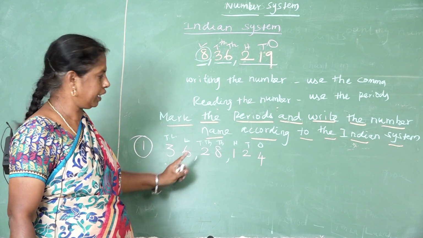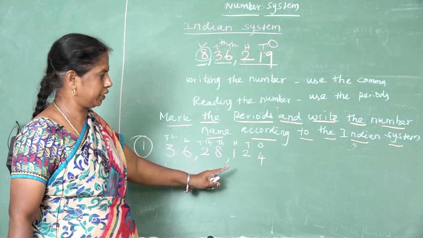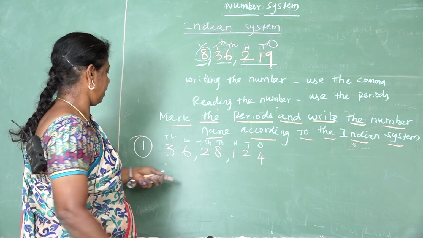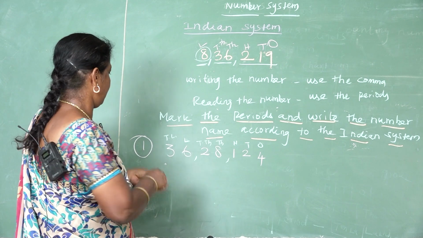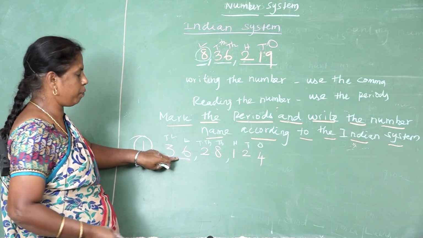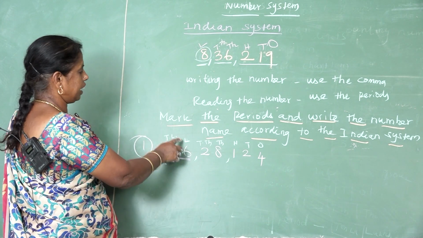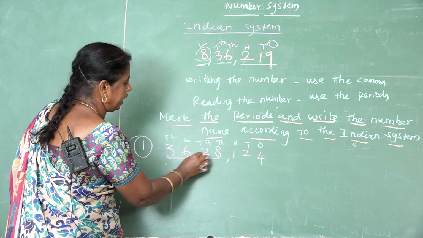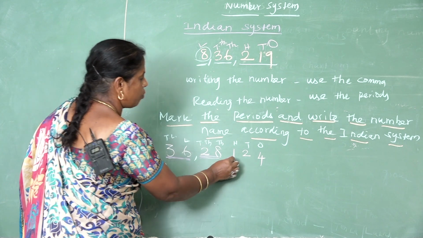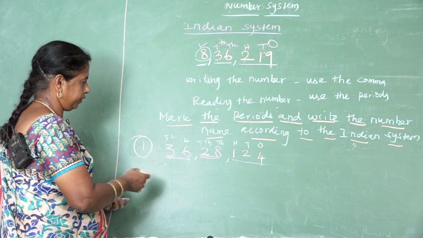Now, the digits are separated into groups. That is called periods. So the numbers are marked with the periods. Now listen. Now you read it as: how much are these in the lakhs period? 36, so 36 lakhs. Next, how much of these in the thousand period? 28 thousands. Next, how much of these? 124. Shall we write the answer?